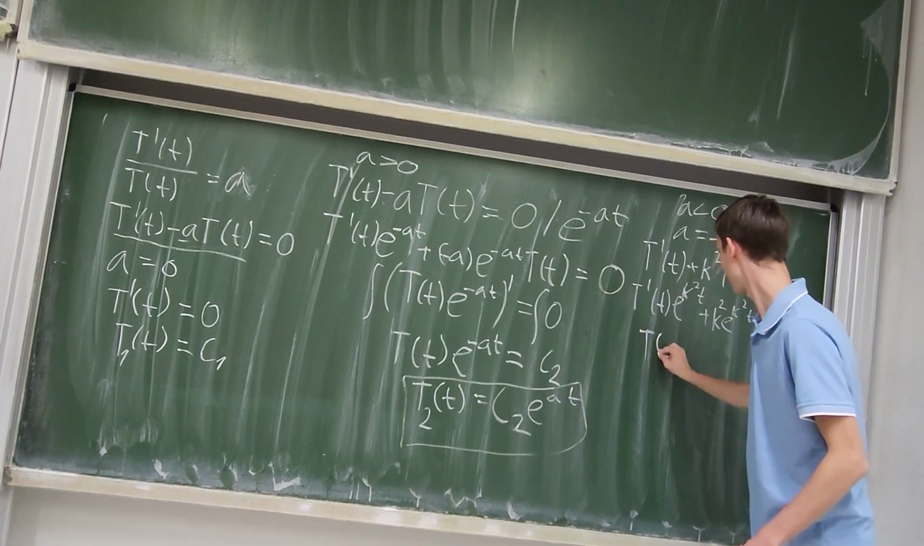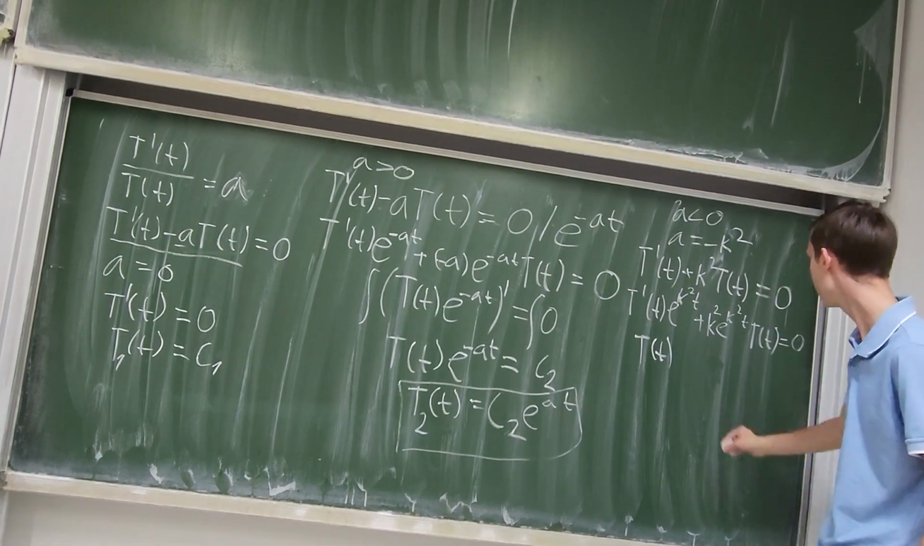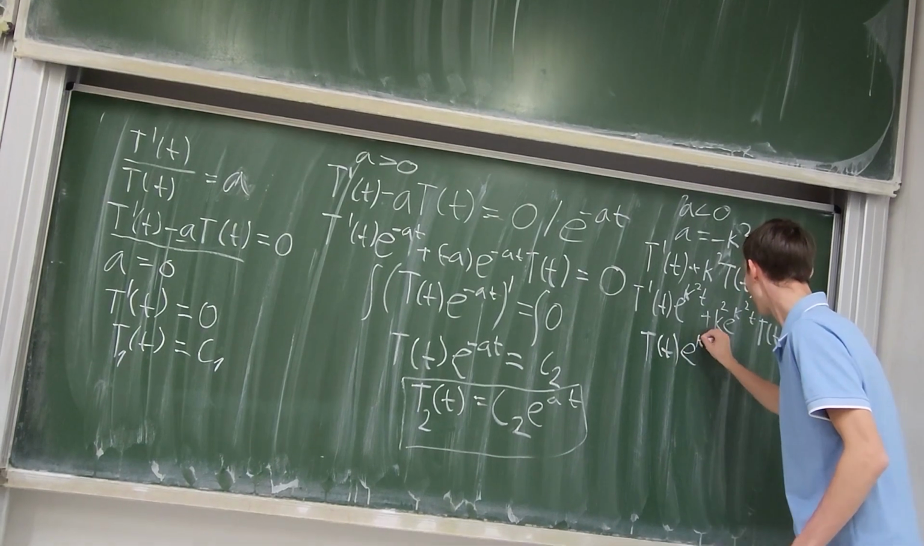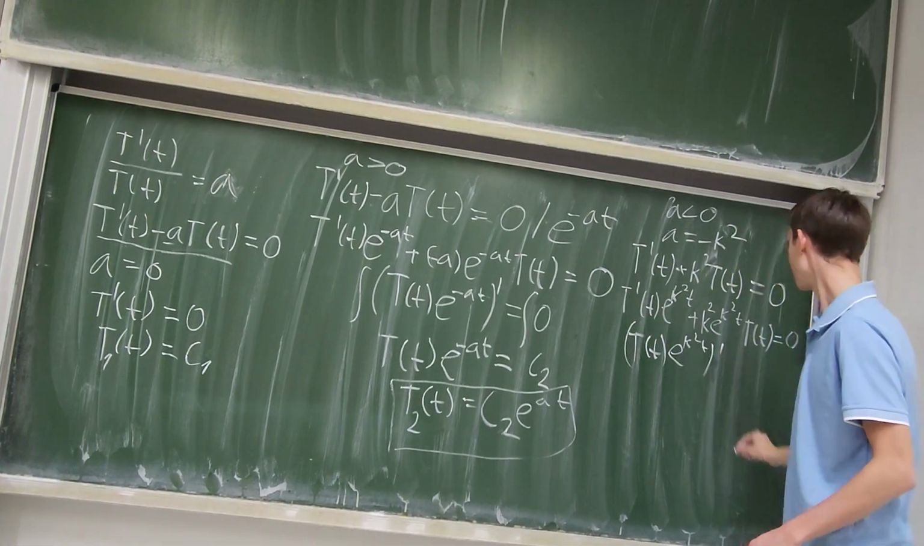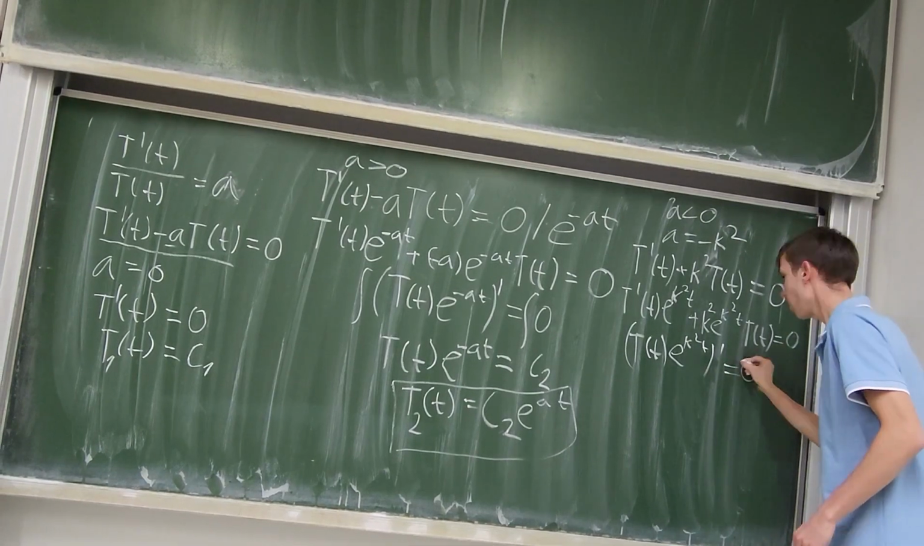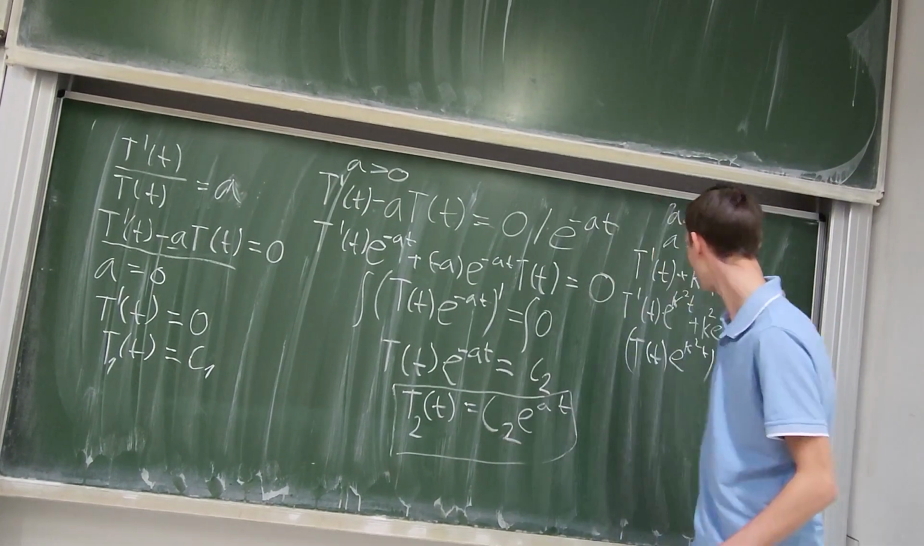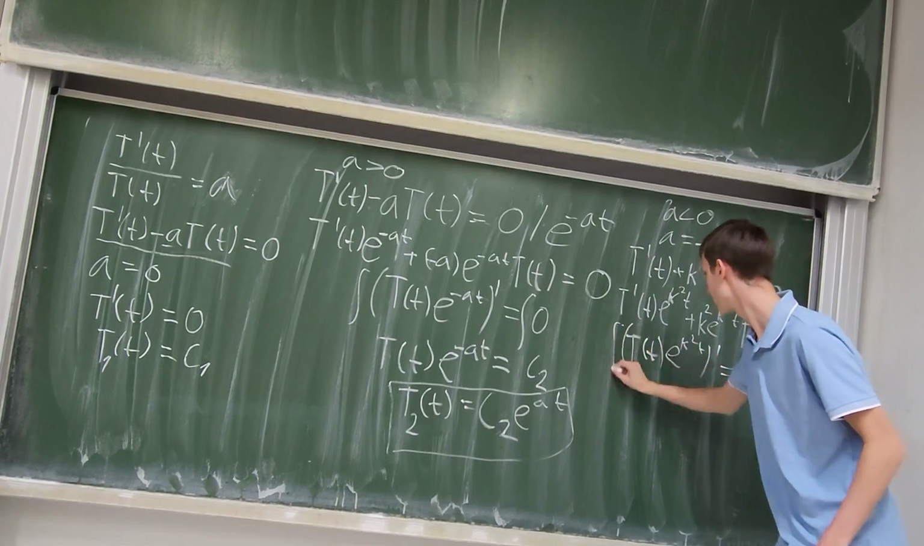So this ends up being rewritable as T of t e to the k squared t, all of it differentiated, equals 0. We've used c2 as the biggest index so far, integrating both sides in respect to t again.